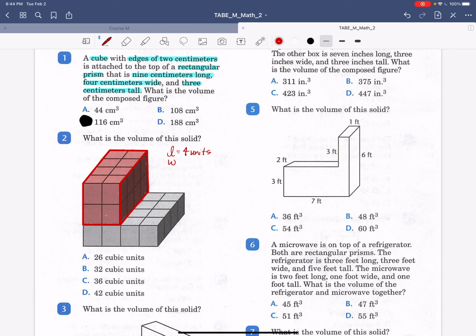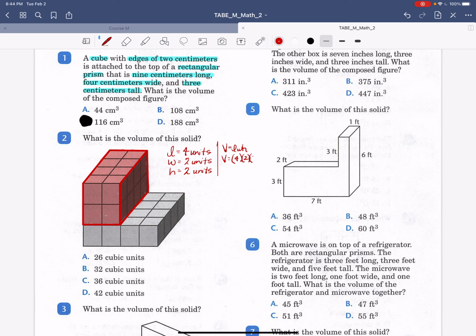The width is 2 units. And the height is 2 units. So let's calculate the volume. Volume is length times width times height. So volume is 4 times 2 times 2. That is 16 cubic units.